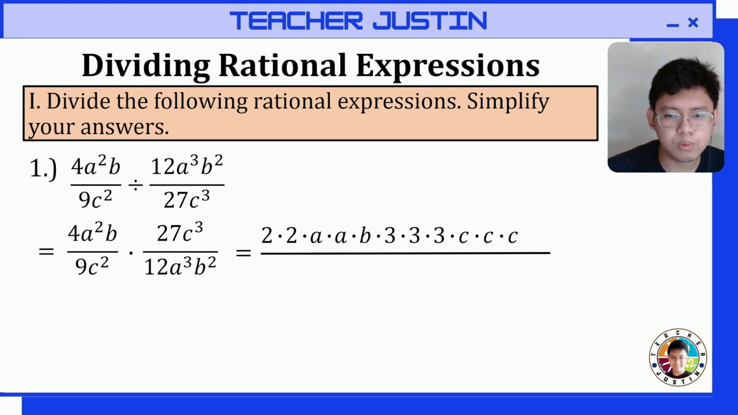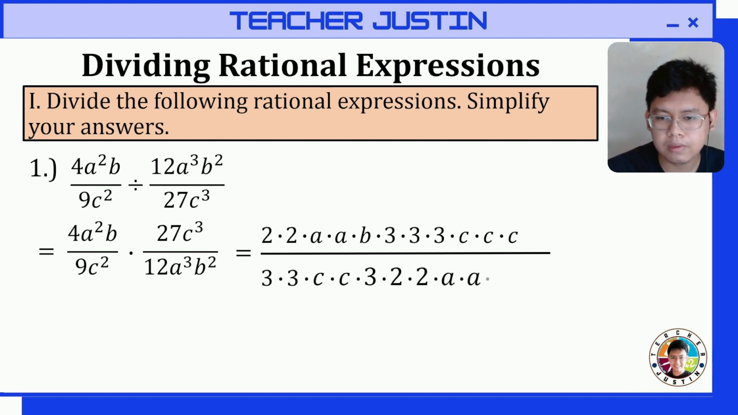So si 9c squared, yung prime factors niya, we have 3 times 3, tapos dalawang c. So, c times c. Then, it is multiplied to 12a cubed b squared. So, yung prime factors niya ay 3 times 2 times 2, and then tatlong a and dalawang b. Okay. So, now, nakuha na natin yung factors ng ating numerator and denominator.